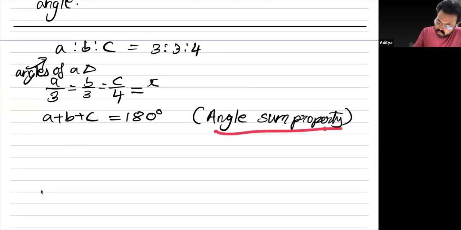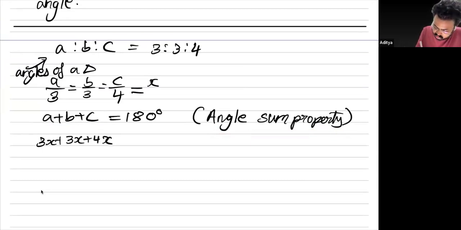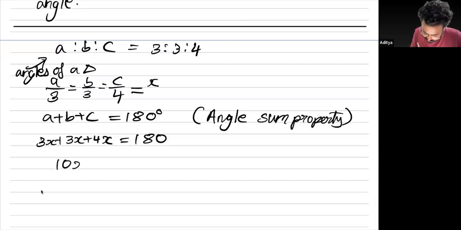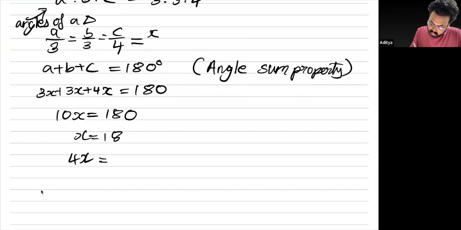When we do geometry, we'll talk about proofs for this. A plus B plus C is 180. So you can write 3x plus 3x plus 4x equal to 180. Now, from this, you have 10x equal to 180 and x equal to 18. 4x being the larger side, that will be 72.